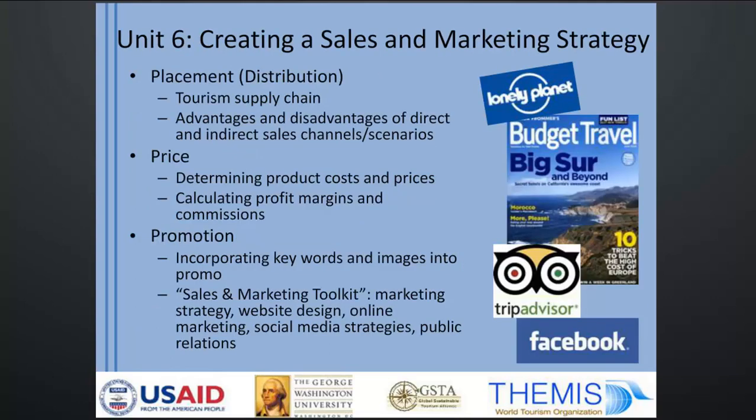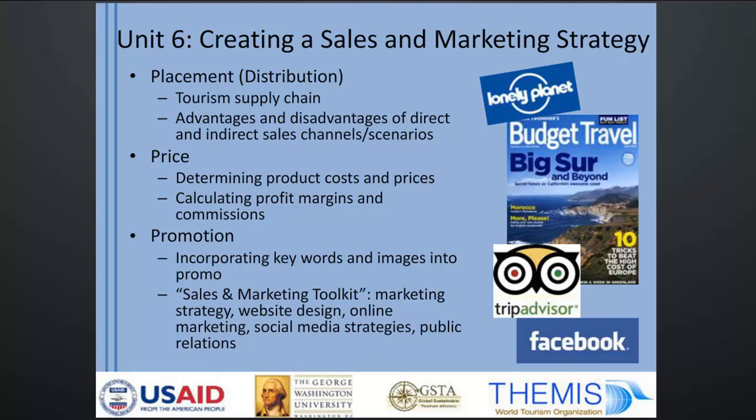Unit 6 gets into the fun stuff with sales and marketing strategies. Because we've already focused on the product itself, this unit really focuses on the remaining 3 Ps of the 4 Ps, which includes placement or distribution, which is essentially what sales channels and distribution channels are we utilizing to link our products to target markets.